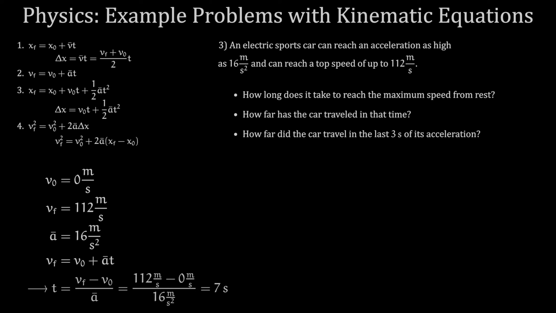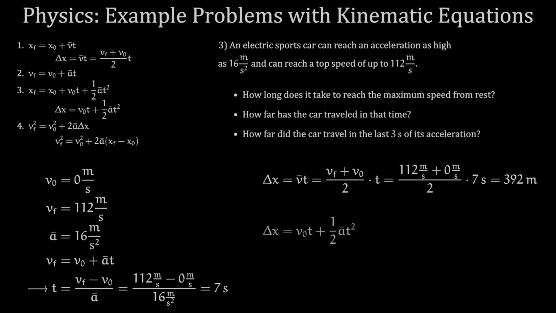To find out how far the car traveled in this time, we can use either the first or third kinematic equation. Using the first equation and the mathematical definition of an average of the initial and final velocities, we find a displacement of 392 meters. Using the third equation, plugging in our given values for acceleration and initial velocity, making sure not to forget to square the time variable, we also get 392 meters.